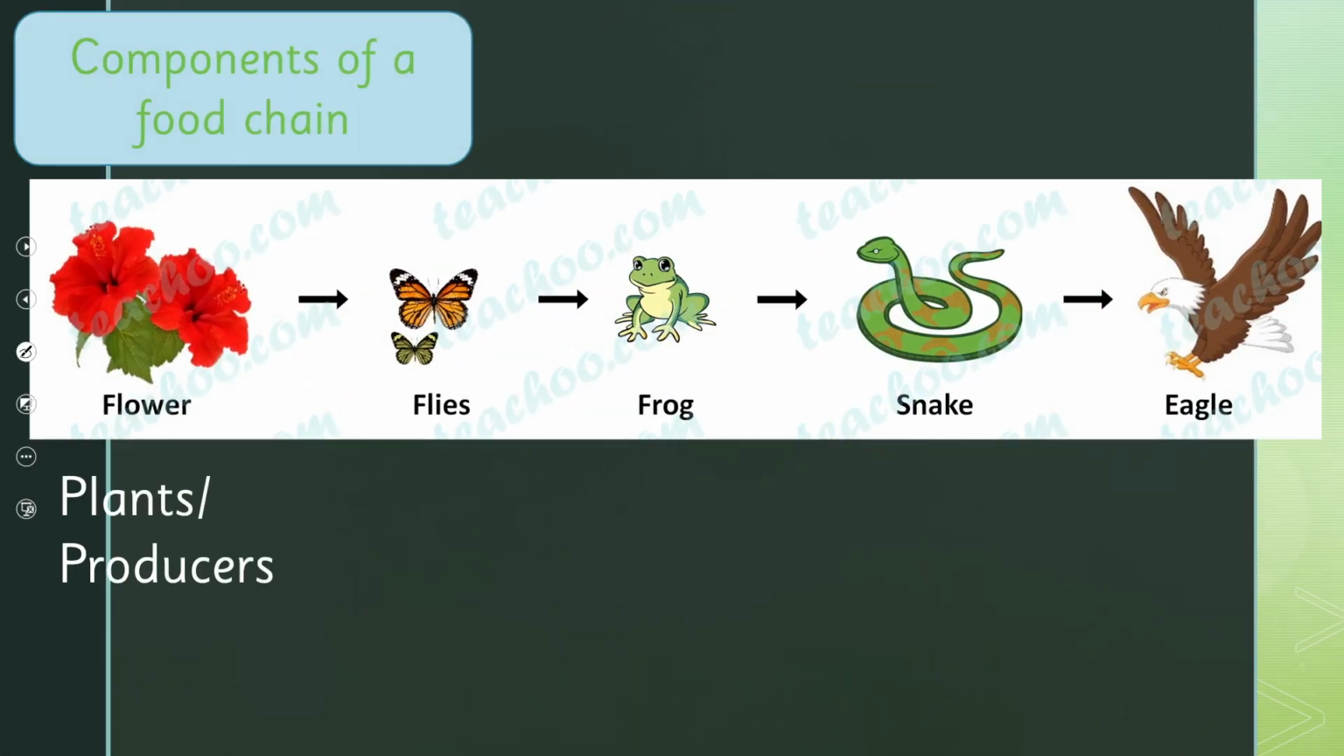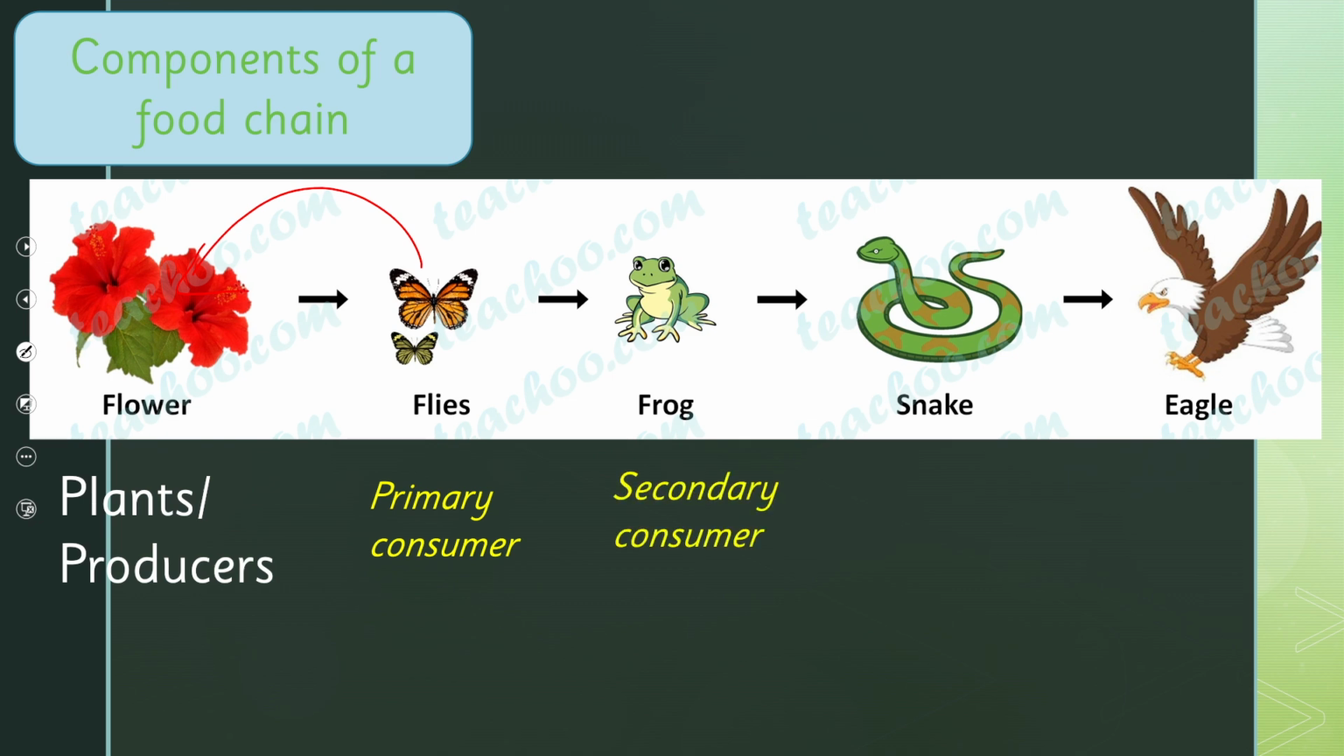अब इनके कुछ names भी हैं. Plants are the producers, whereas the fly in this food chain is the primary consumer, क्योंकि ये सबसे पहले प्लांट को consume कर रहा है. Then comes the secondary consumer, which is the frog. It is consuming the butterfly. Then the snake is the tertiary consumer, यानी कि it is the third consumer, which is consuming the frog.